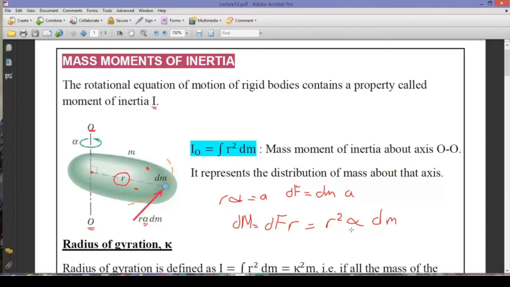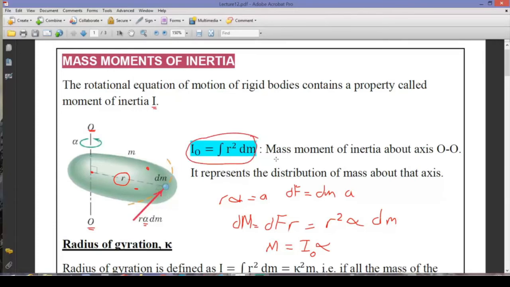Now, if we integrate this over the total mass of this rigid body, then at one part of the integration, we receive this information as I about O. So we need to specify the location of it by the subscript. This is about the axis OO times alpha. And here, this IO is represented by this calculation, the integration of r squared times dm.